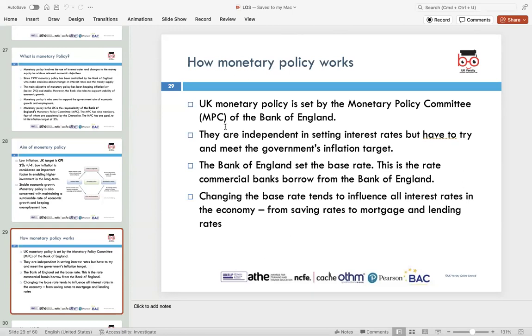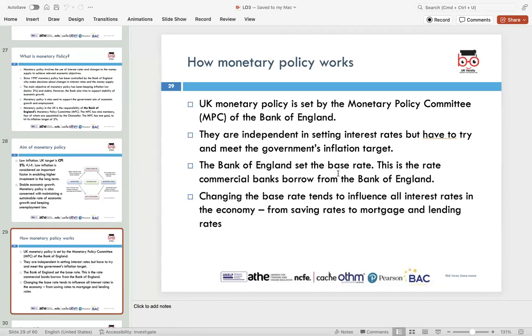So, United Kingdom, the Bank of England, how the, you know, how the MPC, Monetary Policy Committee, determines interest rates.